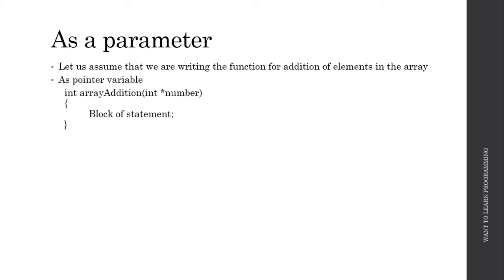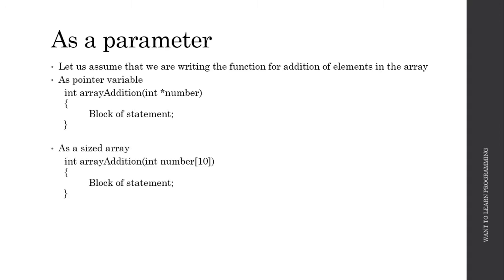As a pointer variable, int array addition is the function name. Then we use the pointer, int star number. So here we pass this array in the form of a pointer. The second way of doing this is by a sized array. That is, we mention the size of the array while sending the array from the main function or the calling function to the called function.